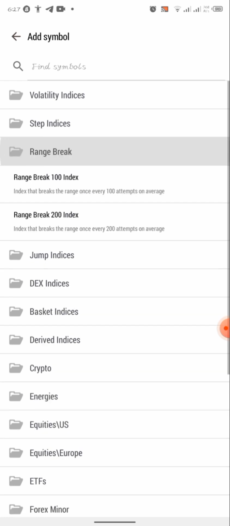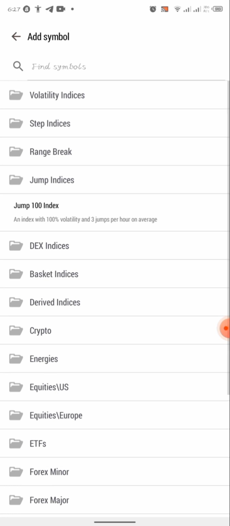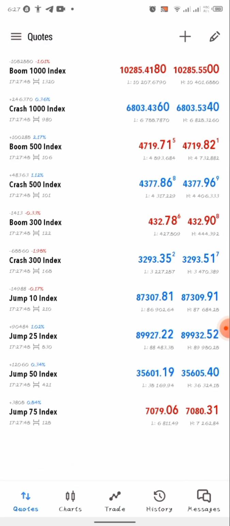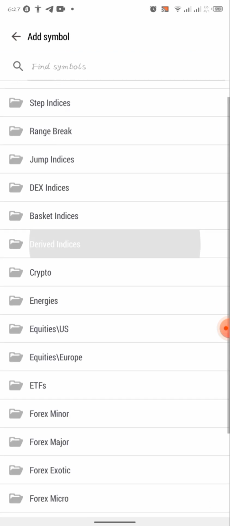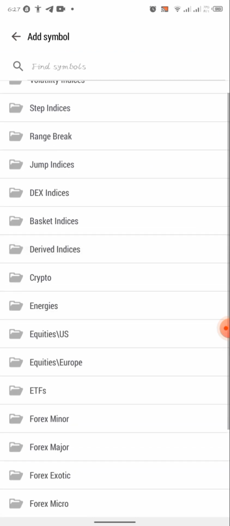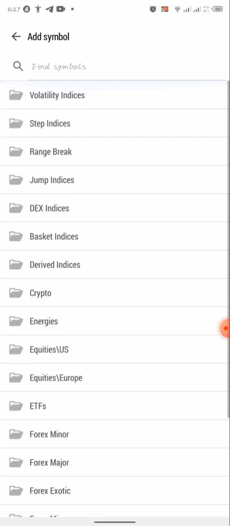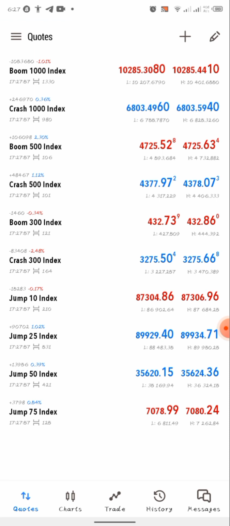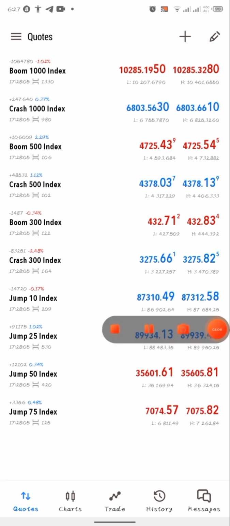The next one is the range break. We have range break 100 and range break 200. The next one is the jump index. We have jump 10, 25, 50 and 100. The next one is going to be the boom and crash indices. We have boom 1000, crash 1000, boom 500, crash 500, and boom 300, crash 300. So that's all the indices that they have.